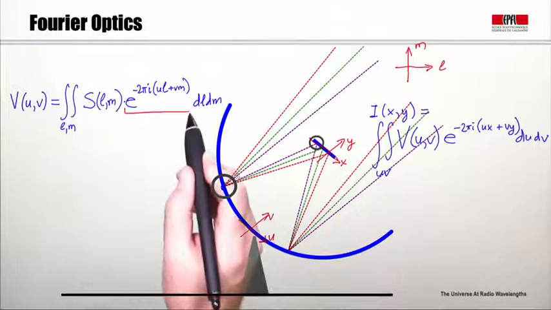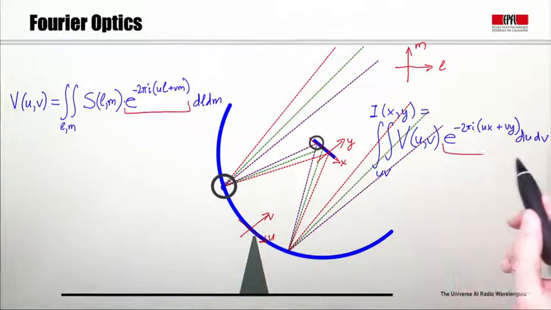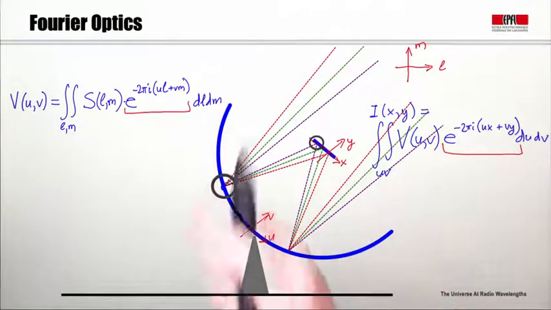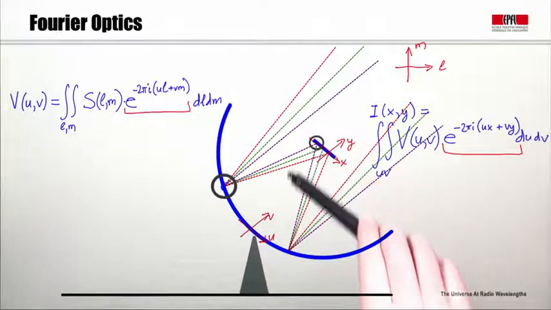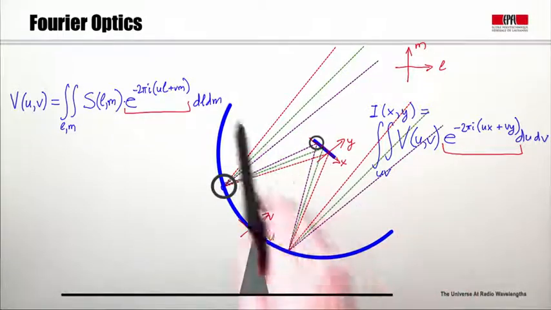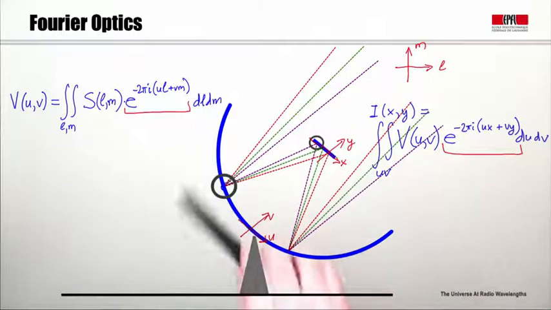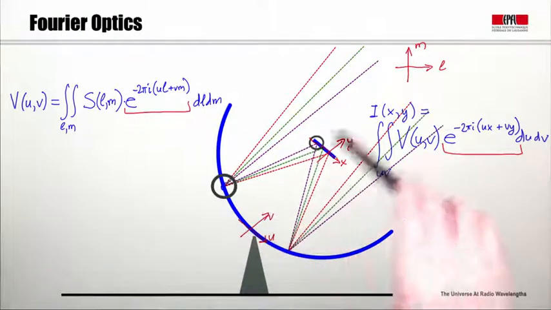Now these things here, you can basically recognize them as Fourier transforms. So basically, the field at the aperture is a Fourier transform of the sky, and the field at the detector is a Fourier transform of the aperture field. And those two Fourier transforms then give you an image of the sky back.